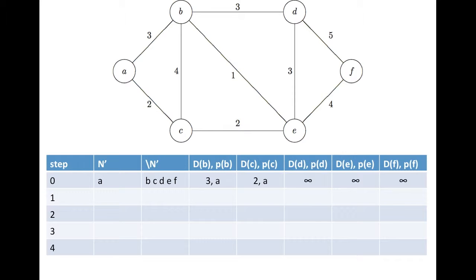Next column is node D. We can't reach node D from node A, so we put in infinity. We can't reach node E and node F either, so we put in infinity for the last 2 rows as well.